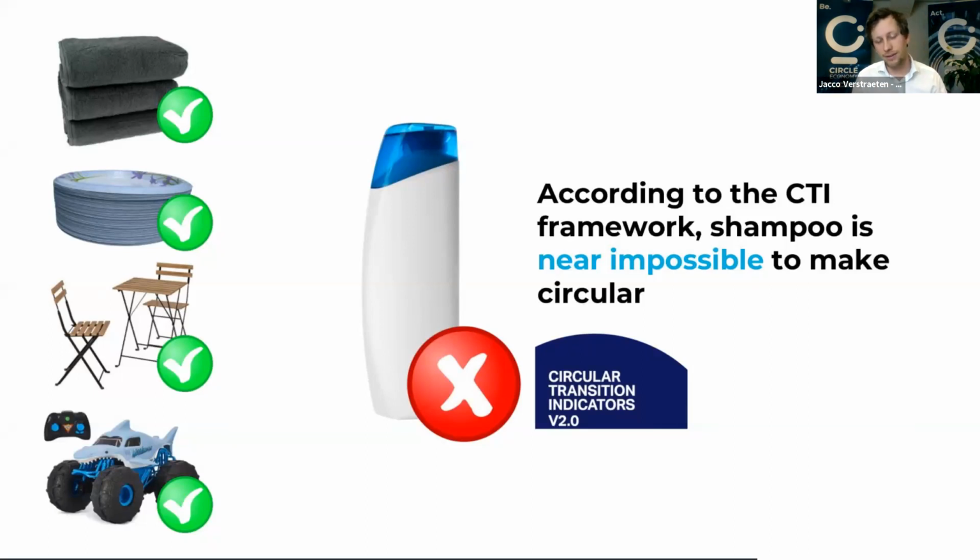Another issue is that with the CTI, if something goes into a sewage system, it's a bit more complicated than that, but almost by definition, CTI would regard that as lost, as not circular, even though a lot of the materials going in there might actually be neutralized or recovered by sewage plants. It's not considered at all. So if you take all that into account, then it's very hard to really make a shampoo circular.